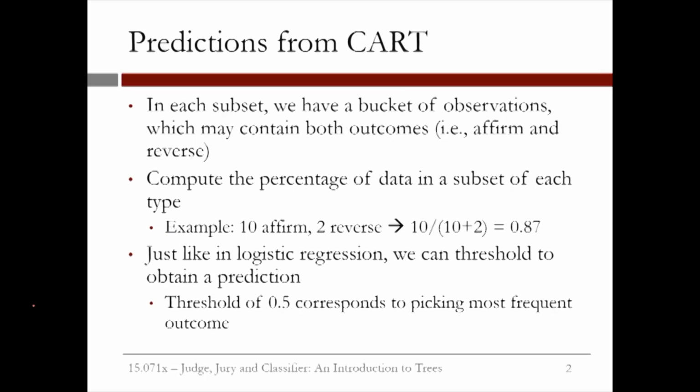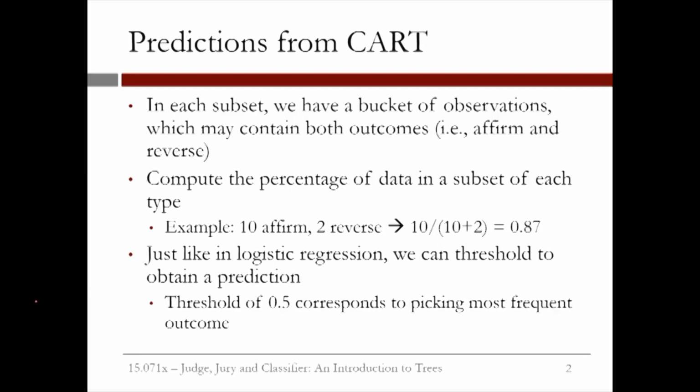In each subset of a CART tree, we have a bucket of observations, which may contain both possible outcomes. In the small example we showed in the previous video, we classified each subset as either red or gray, depending on the majority in that subset. In the Supreme Court case, we'll be classifying observations as either affirm or reverse. Instead of just taking the majority outcome to be the prediction, we can compute the percentage of data in a subset of each type of outcome.